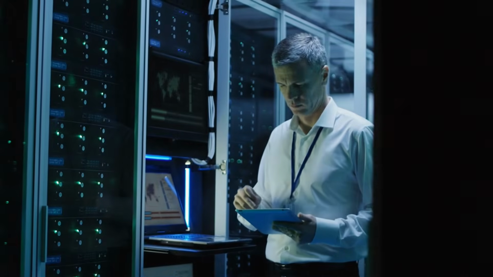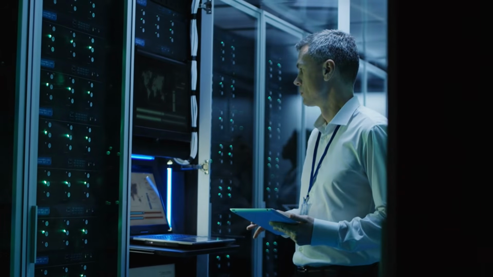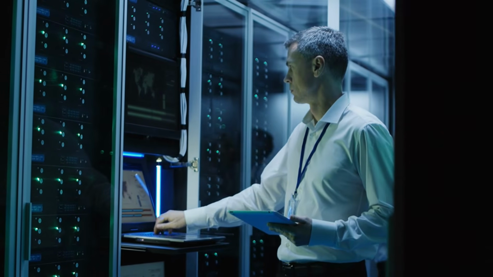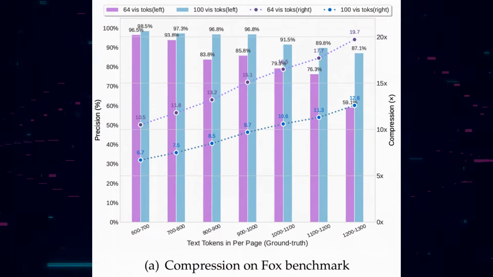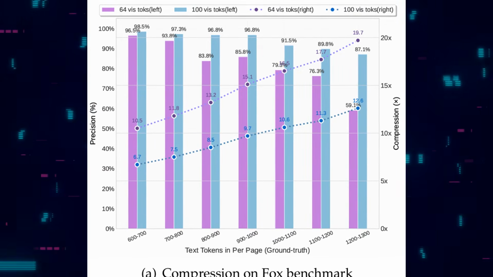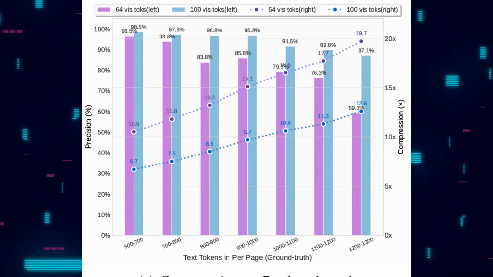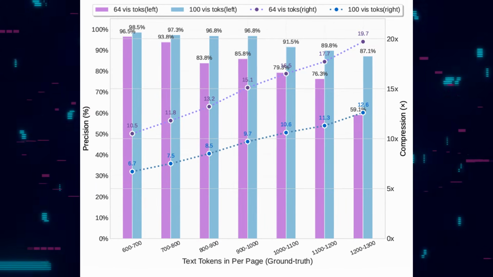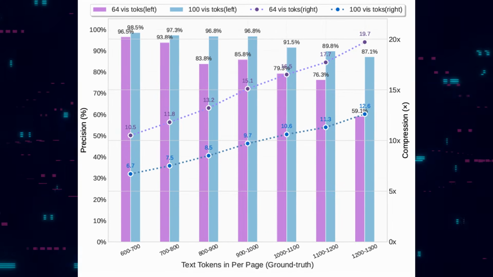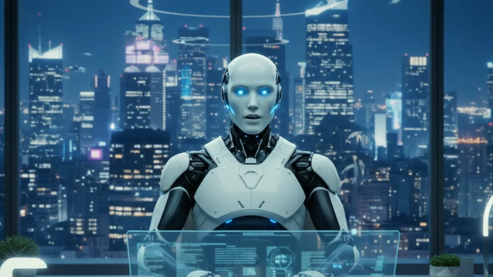The researchers ran extensive tests on the Fox benchmark, documents with 600 to 1300 text tokens. The results are eye-opening. At 7 to 10x compression, you get 96 to 98% accuracy. At 10 to 12x compression, you're looking at around 90% accuracy. Even at 20x compression, you still get around 60% accuracy. This isn't just academic. It proves that optical compression is viable for real applications.